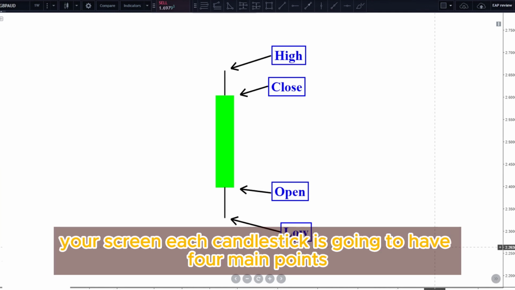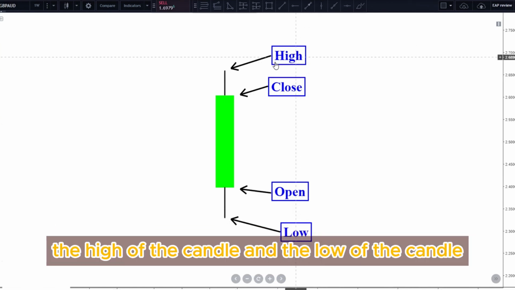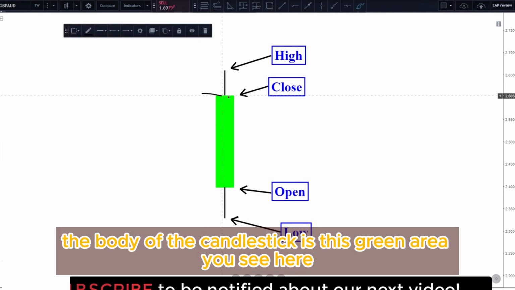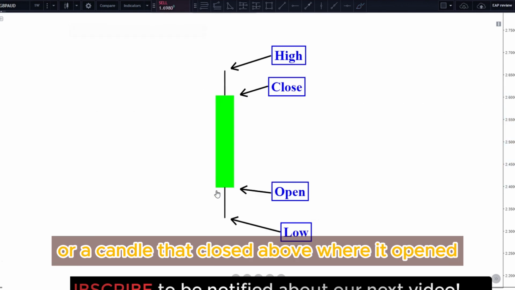Each candlestick is going to have 4 main points. Your main points are going to be the open of the candle, the close of the candle, the high of the candle, and the low of the candle. The open and close will be determined by the top and the bottom of the actual body of the candlestick. The body of the candlestick is this green area you see here, and green represents a bullish candle or a candle that closed above where it opened.